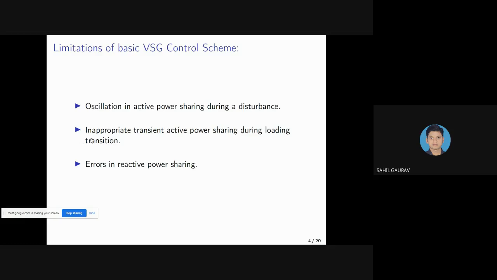The second one is inappropriate transient active power sharing during loading transition. This is also one of the major problems. It occurs when we increase or decrease the load, or in the case of an island when we disconnect or connect the grid, which also comes under loading transition. In that case also there is inappropriate transient active power sharing.